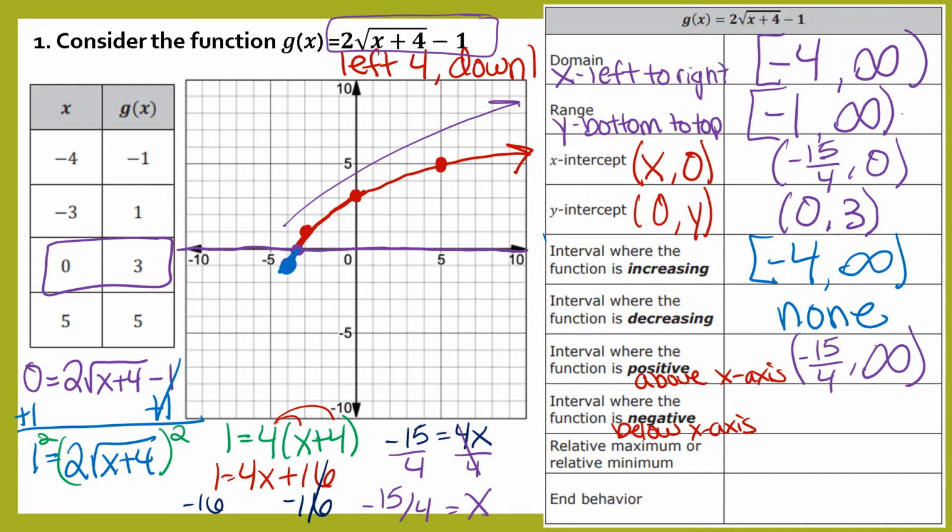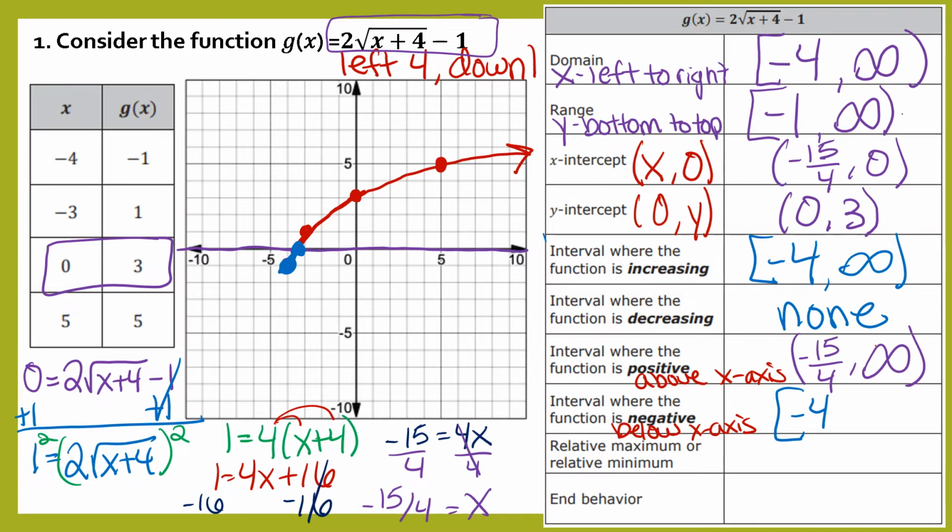All right, like I said, the negative interval is that little chunk right here before the x-intercept. So what x value does the graph start at? -4. Are we going to include that -4 in our negative interval? Yeah, that -4 has a y value of -1, so we can include it. So we're going to put a bracket around it. It is negative, it's below the x-axis.